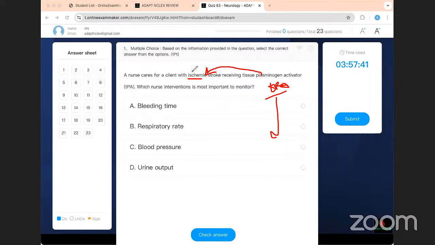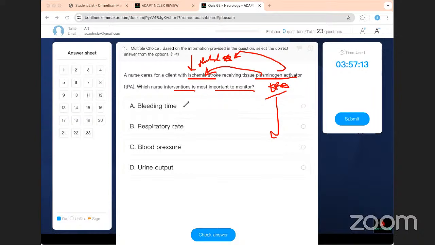What causes ischemic stroke? It's thrombosis, emboli. So there's a blockage. Therefore, if I'm giving you something like this, TPA, I'm going to break down the blockage. It's a clot buster, right? It's going to lyse the clot. Therefore, which of these interventions is the most important when I give you TPA? That's what you need to pay attention to.